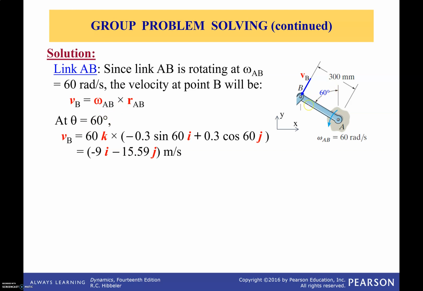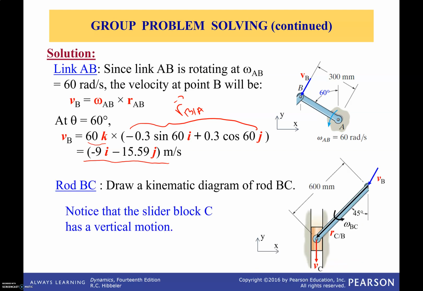And then we know the angle is 60 degrees. So we can find the position of B using that angle. So then this is omega, which is 60 radians per second in the k direction. So this is this thing here. This is RB relative to A vector. And so that gives me this vector here. So I have the velocity of B.